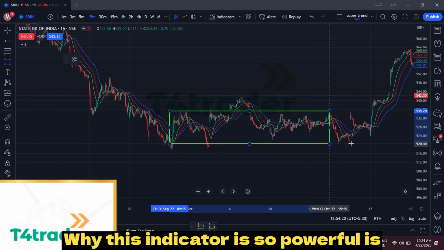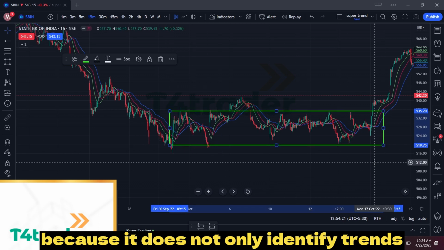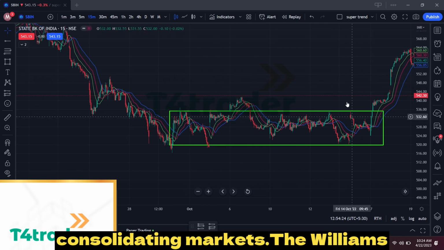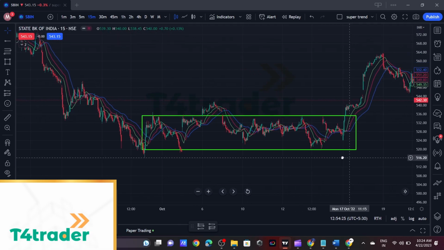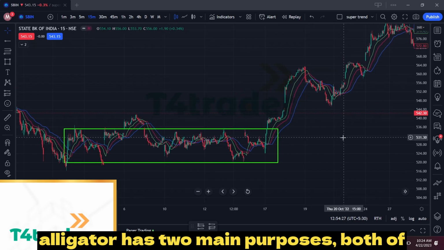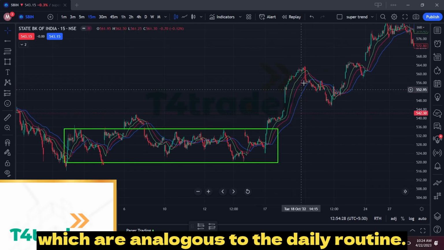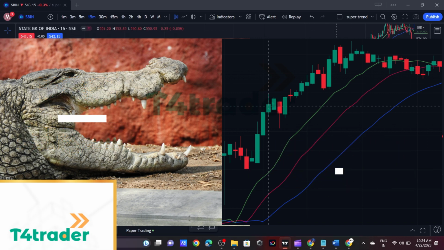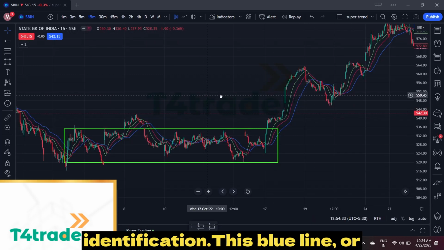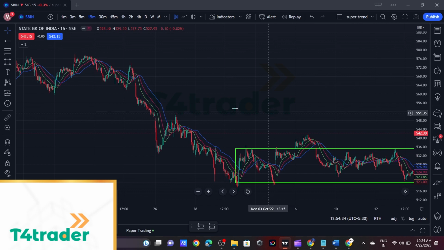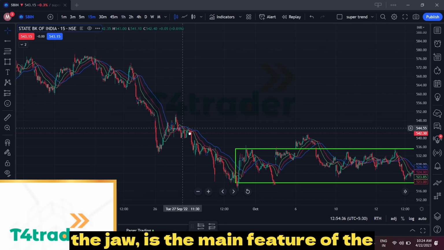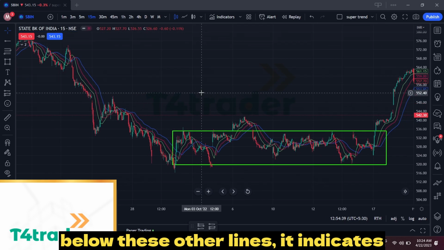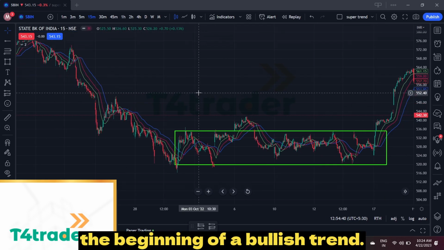Why this indicator is so powerful is because it does not only identify trends in the markets, but it also identifies consolidating markets. The Williams Alligator has two main purposes, both of which are analogous to the daily routine of a real alligator. The first purpose is trend identification. This blue line, or the jaw, is the main feature of the alligator indicator. When it crosses below these other lines, it indicates the beginning of a bullish trend.